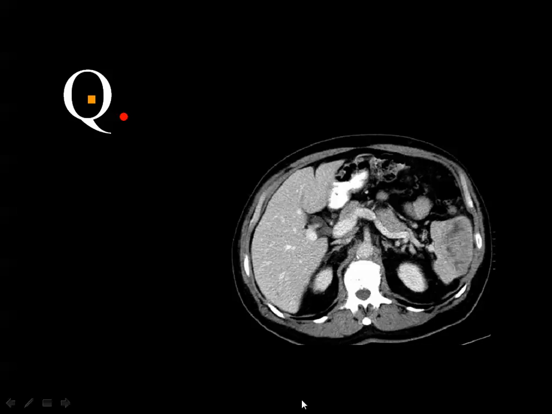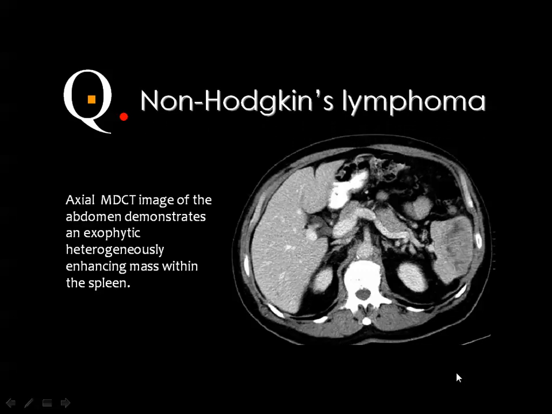Splenic focal lesion. This is after oral and intravenous contrast, and you see a lesion in the spleen, and the lesion is solid, and the most common solid lesion in the spleen is due to lymphoma.